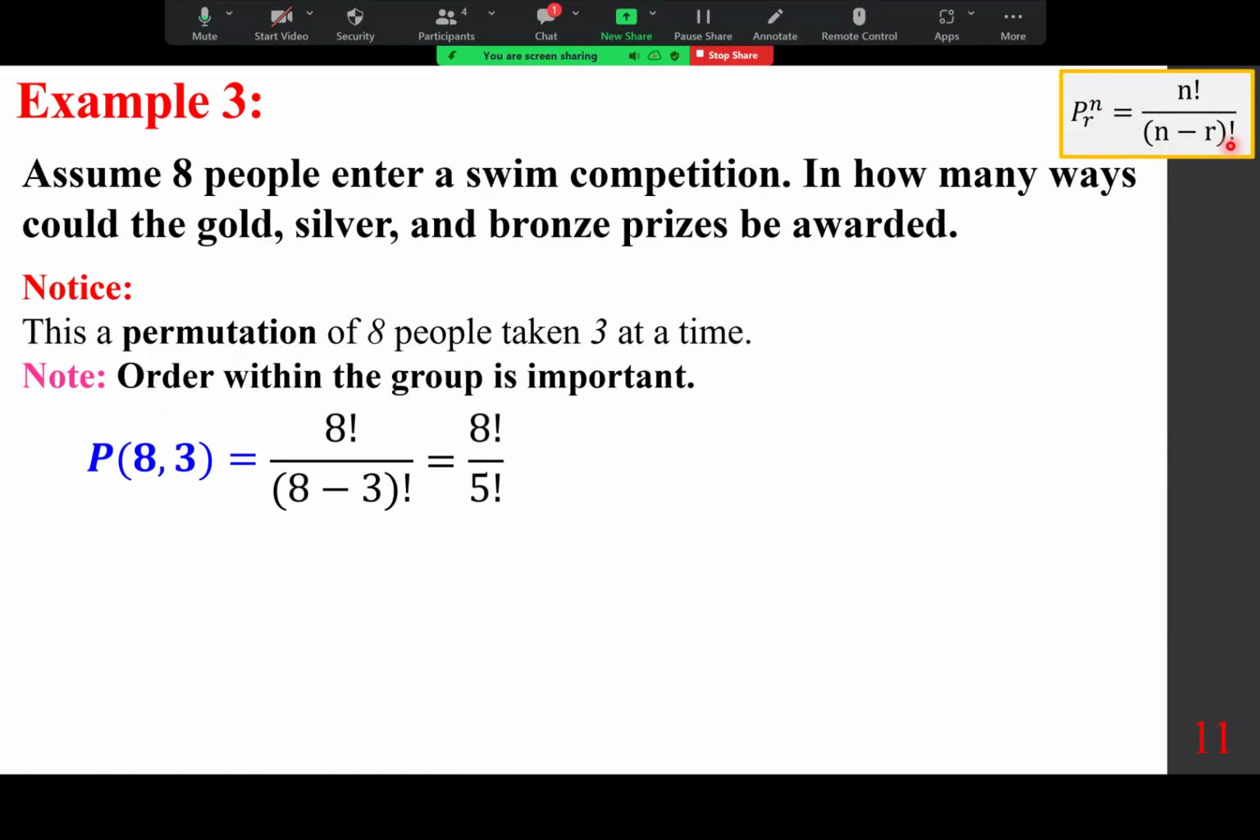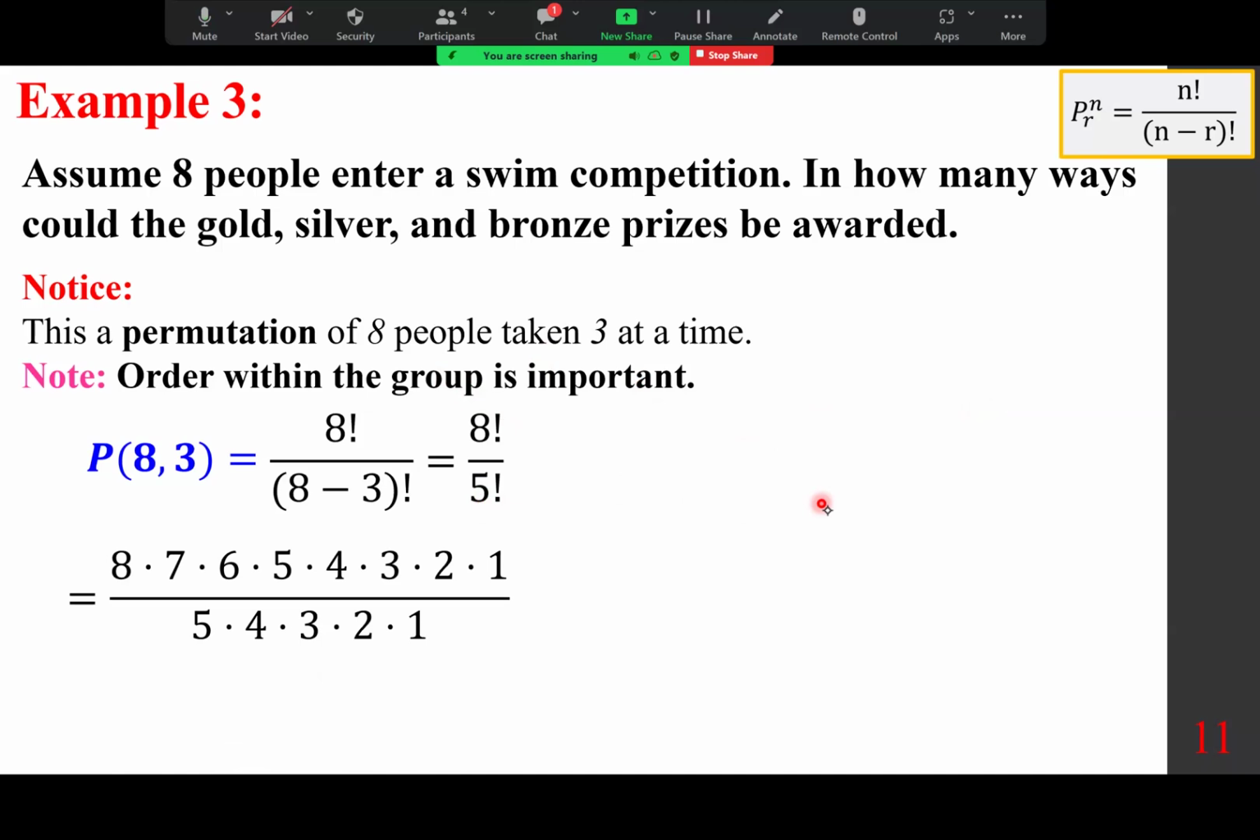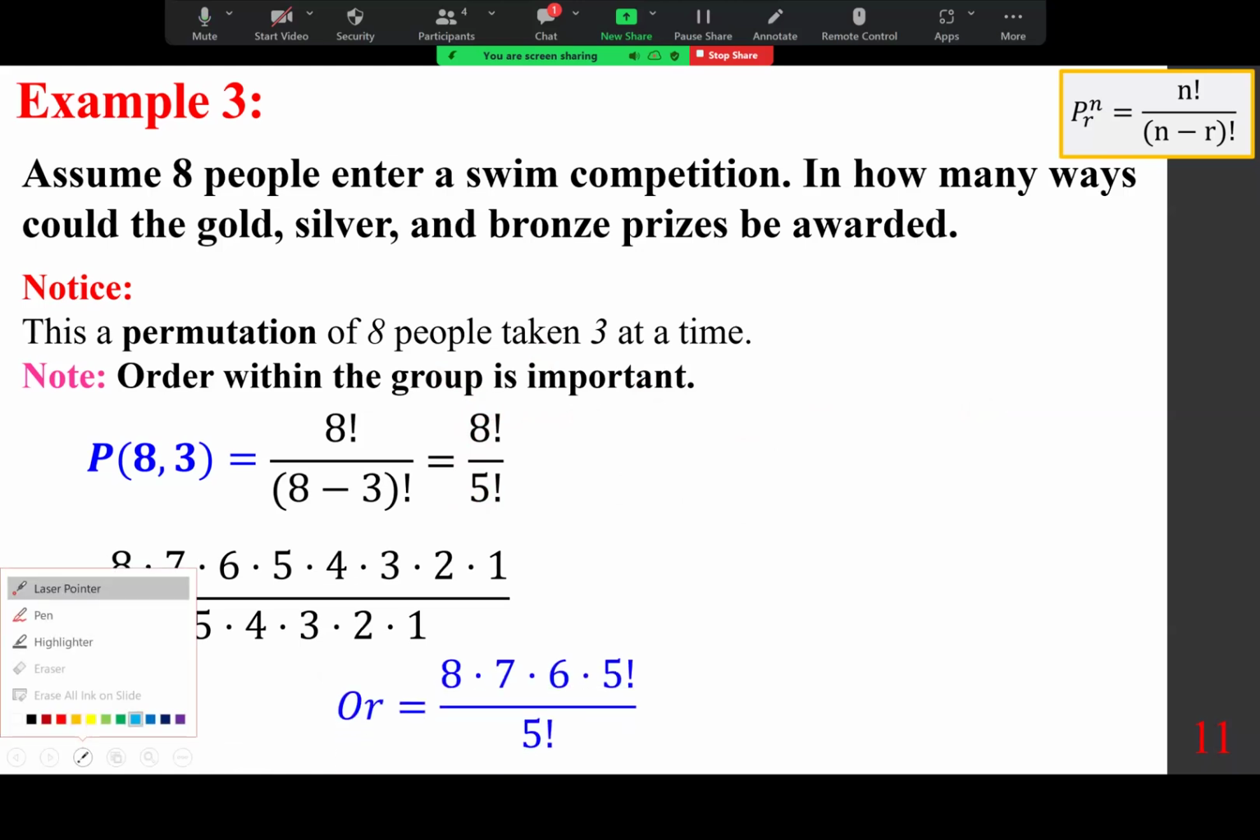There are 2 ways to handle it. I'm going to quickly show you. The top is 8 all the way to 1, 8 times 7, and so forth. 5 all the way to 1 multiplied. Or go back here. 5 is smaller than 8, so you keep the 5 as 5 factorial. And 8 factorial is 8 times 7 times 6 times 5 factorial. So it's simply 8 times 7 times 6, 336 different ways.